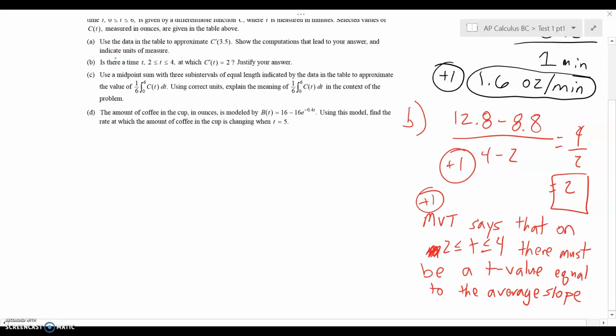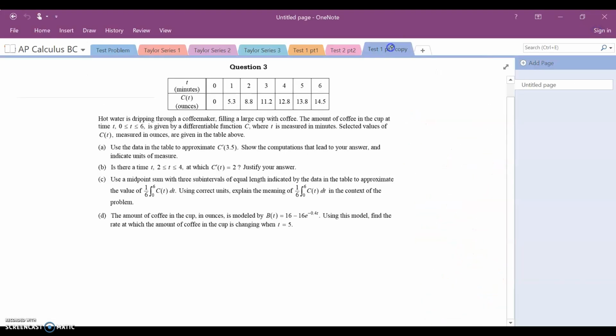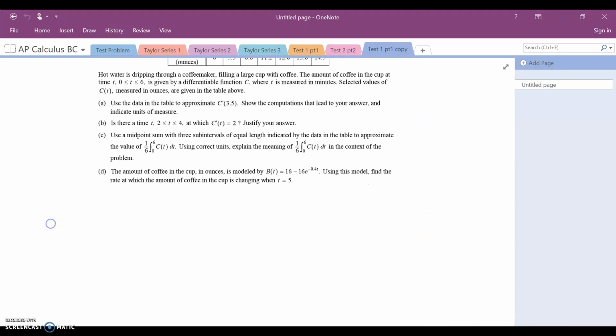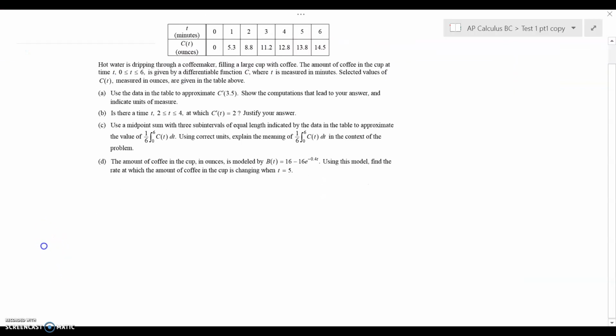So part C is saying use a midpoint sum with 3 subintervals, and I'll scroll up just a little bit. Actually, you know what we can do? I put a second copy over here, so let's pop over to this one. Just a clean copy that we can use to do C and D. So using a midpoint sum with 3 subintervals of equal length indicated by the data in the table to approximate 1/6 integral from 0 to 6 of C(t) dt. So this is an average value. And then explain what that is in the context of the problem. So an average amount is what we're after on this one.